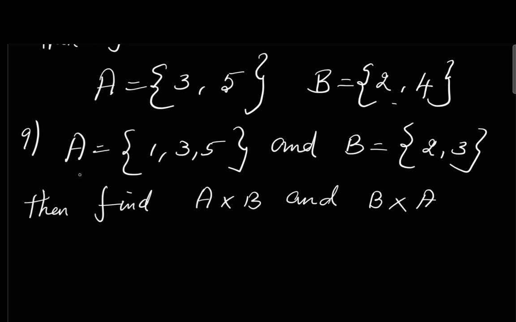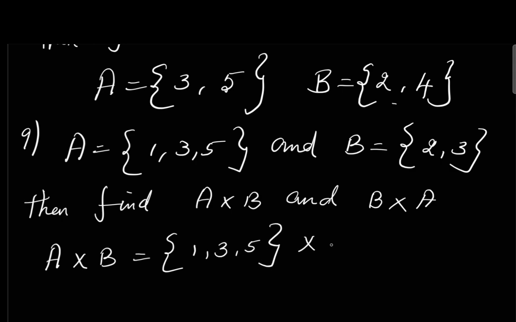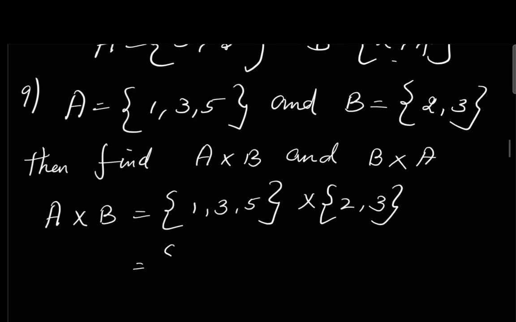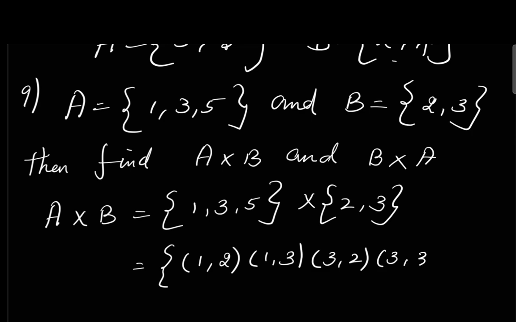See the next sum. Set A is 1, 3, 5 and B is 2, 3. Find A cross B. So A cross B is equal to A is 1, 3, 5 cross B is 2, 3. So that is a collection of ordered pairs. We take the first element from the set A. So 1, 2, then 1, 3. Take the second one, 3, 2, 3, 3. 5, 2, 5, 3.